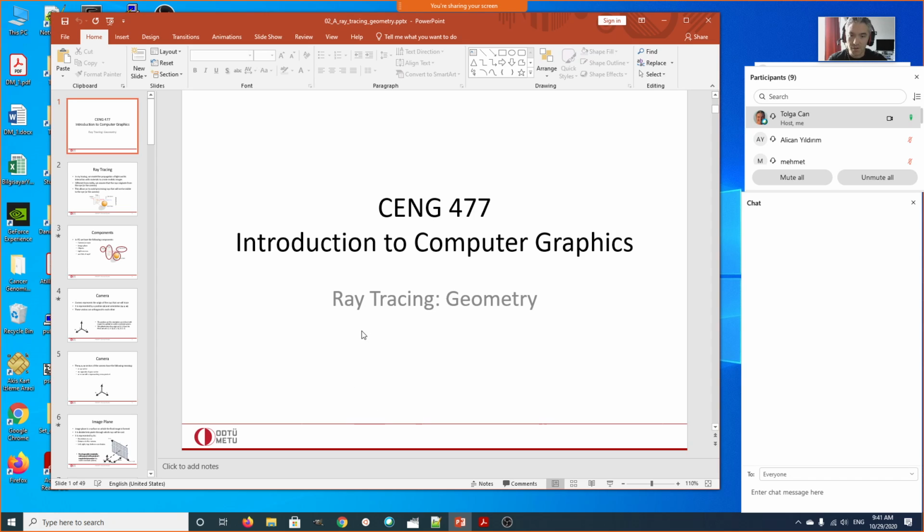Okay, so today the plan is to finish ray tracing geometry, and then I'm going to talk about how we compute the color by using a very simple shading model. So ray tracing shading will be the next thing we are going to finish.